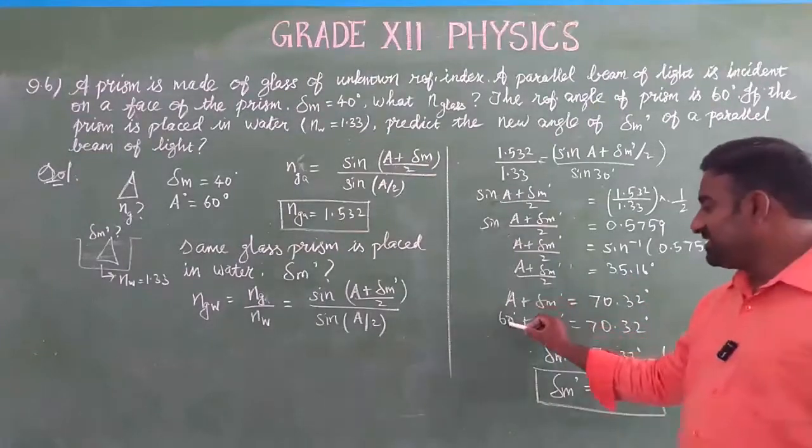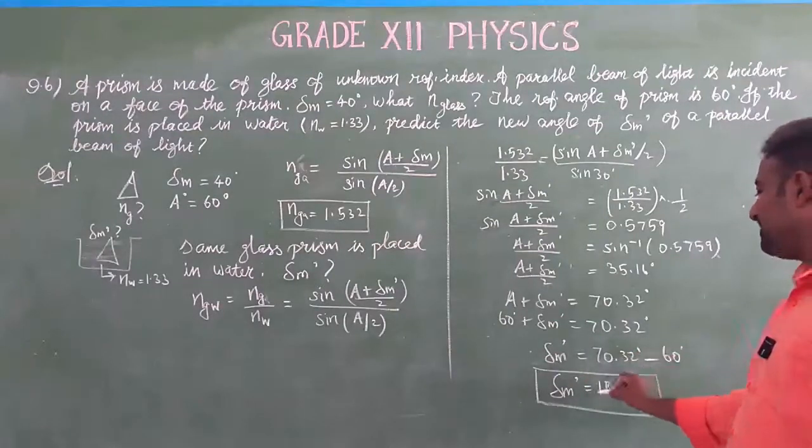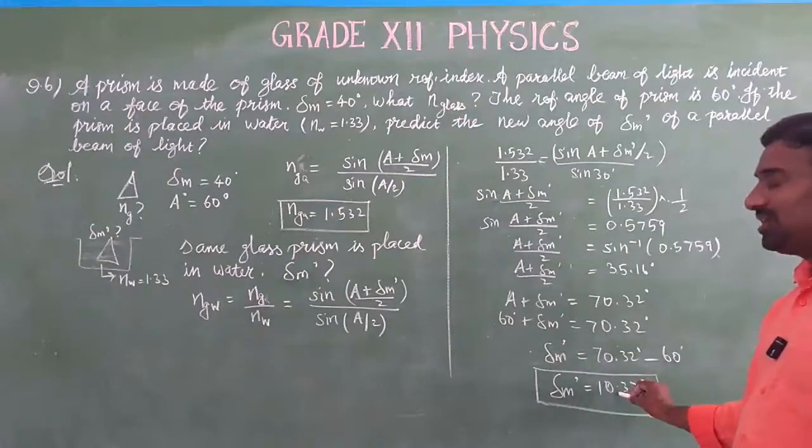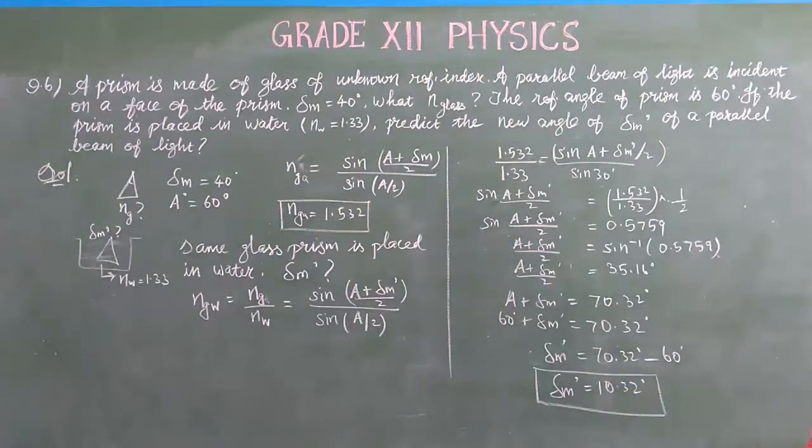And the angle of the prism is 60 degrees. Now 60 you transfer to the right-hand side. Then after the difference, finally the angle of minimum deviation, that is the new angle of minimum deviation, is 10.32 degrees.